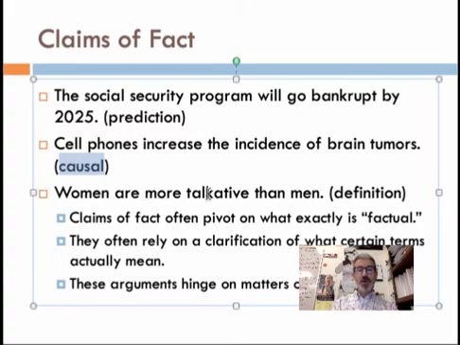Okay, women are more talkative than men. It would be an argument that relies on a definition, especially the definition of what you mean by talkative. Claims of fact often pivot on what exactly is factual, and they often rely on a clarification of what certain terms actually mean. So these arguments hinge on matters oftentimes of interpretation. Claims of fact are kind of the most common of all claims.